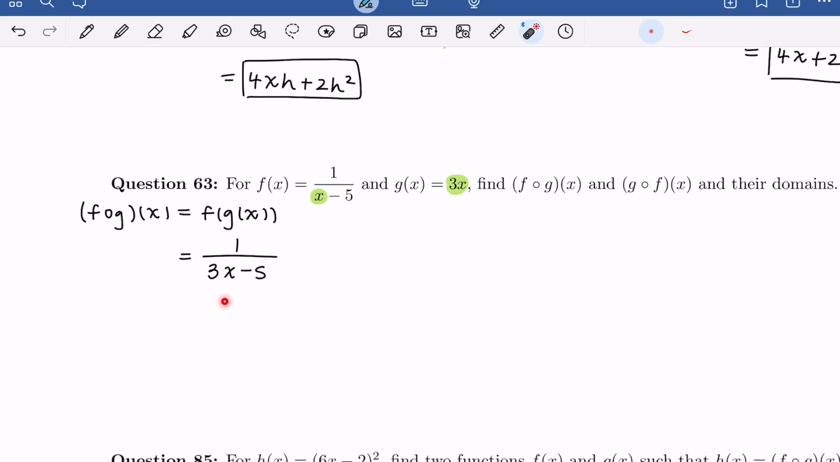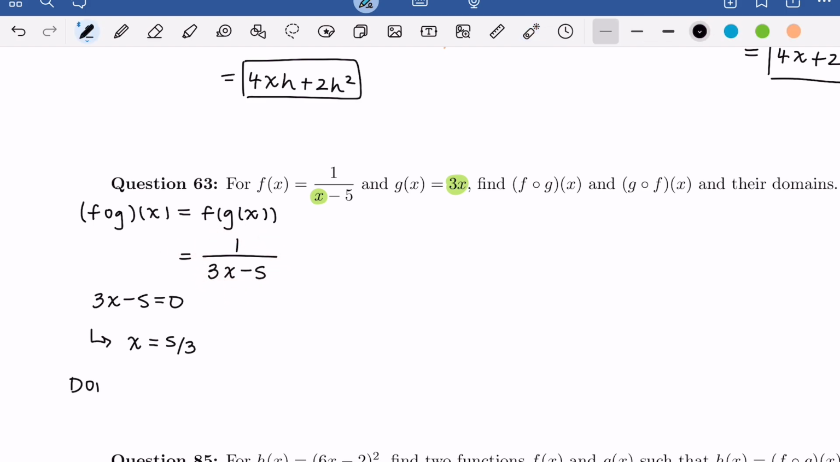So we know that the domain is going to be all real numbers except those that will make this undefined. And that happens when our denominator is equal to 0. So setting our denominator equal to 0, we're going to get that x is equal to 5/3. So this means if we were to plug 5/3 into this x value here, we would get an undefined function.